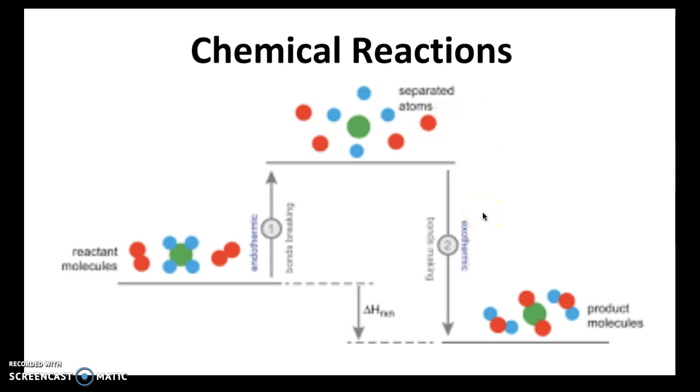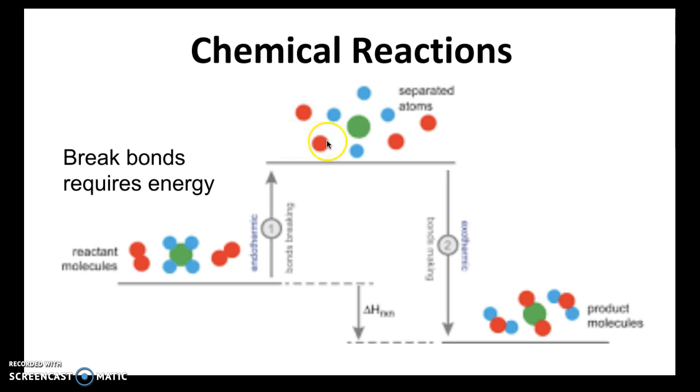Then these separated atoms rearrange and form new bonds, and that's what you saw in the video. In terms of energy, two things are happening. First, breaking bonds requires energy. If you look at the reactants going to the separated atoms, you notice that they're higher up, where the system has to gain energy for this to happen. So in order to break bonds, you absorb energy.